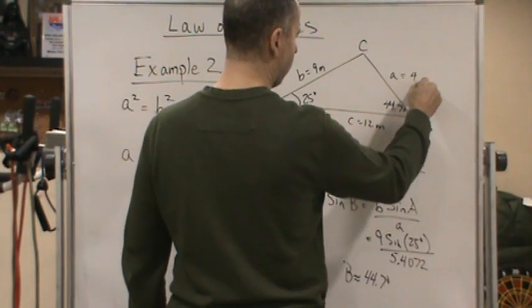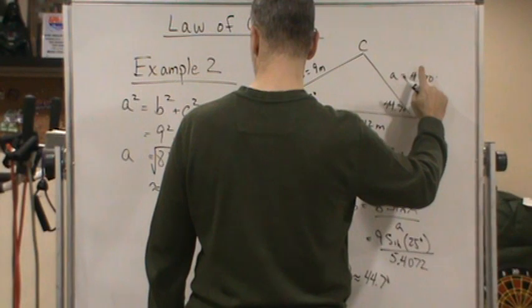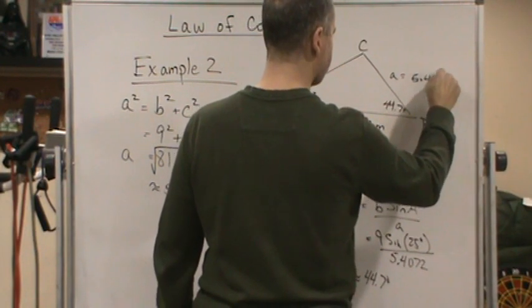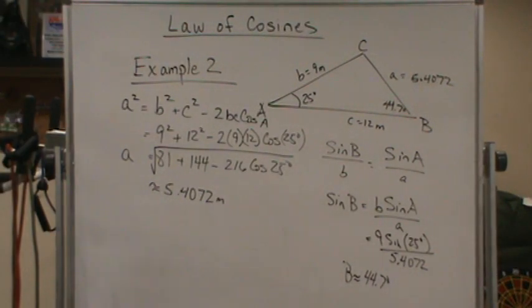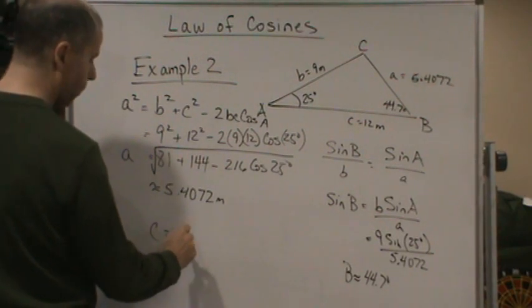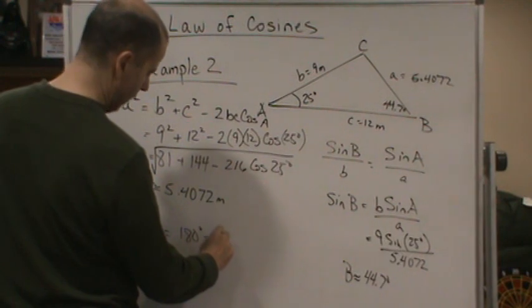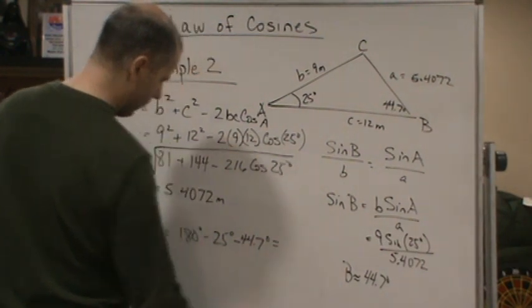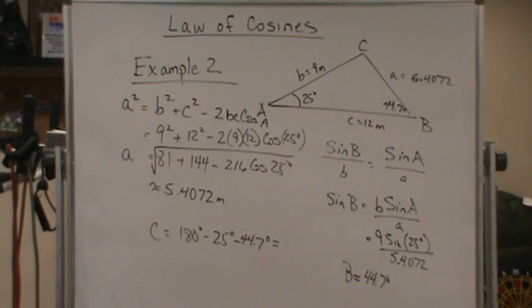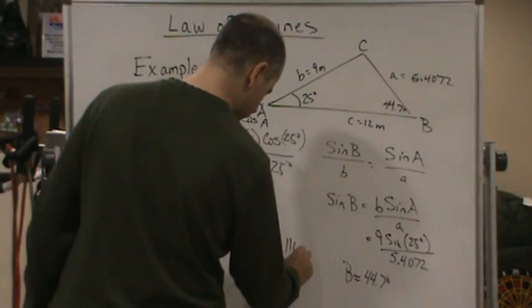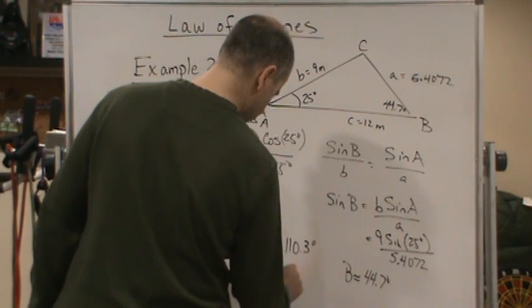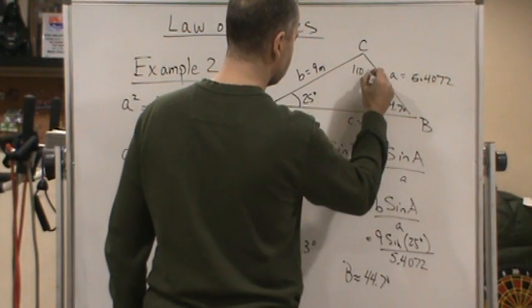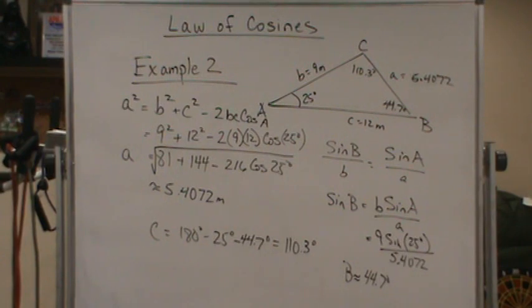Okay, A is approximately 5.4072. And so now C is easy, because all we have to do is find angle C. C is going to be 180 degrees minus 25 degrees minus 44.7 degrees, which is going to give us 110.3 degrees. And we're done. Not bad.